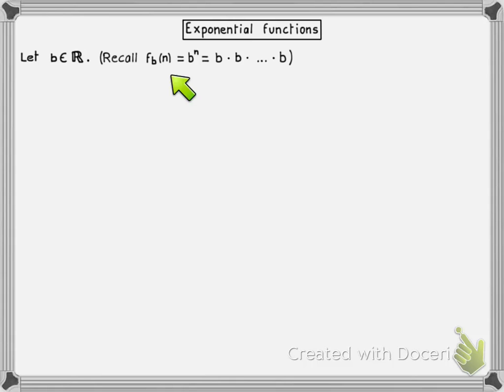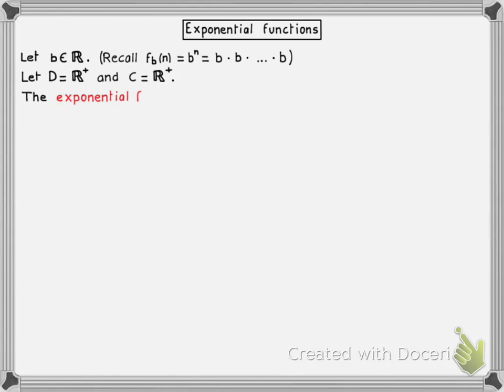So let's call that function f of n with a subscript of b, because this function is a function of n, the variable, but it also depends on the constant b. In other words, that's a family of functions. There's one function for each value of b. And remember, we assume b is just any real number for now. So let the domain of these exponential functions be the positive real numbers, and let the codomain be the same set of positive real numbers.